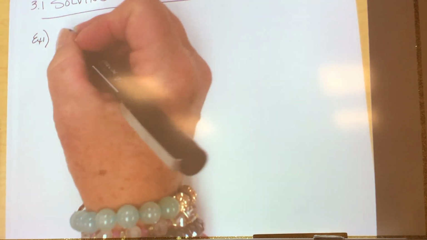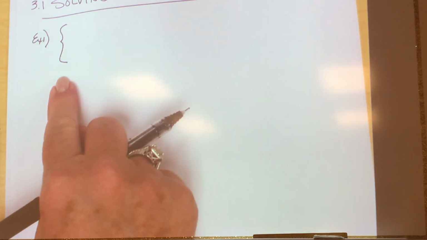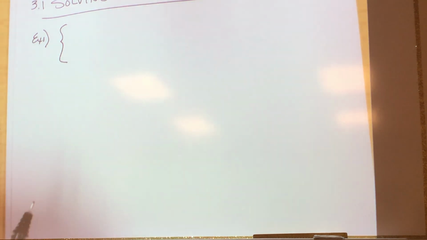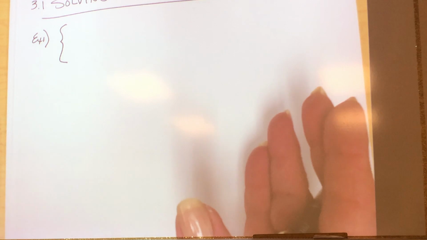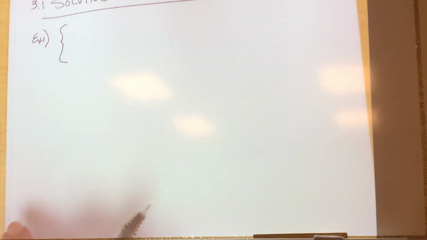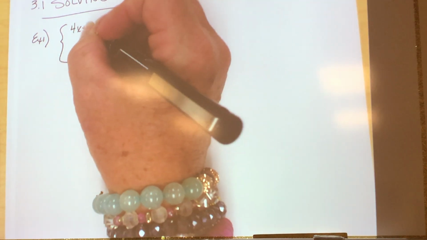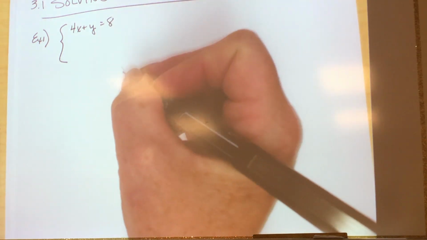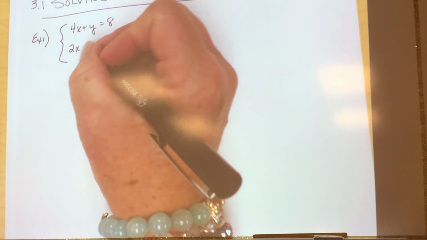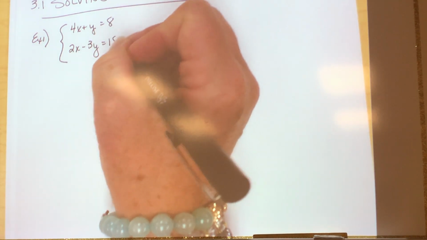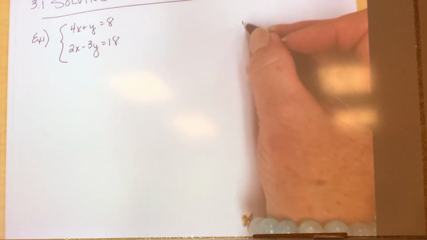Example 1. Your system, this is the way I like to write a system because it tells me that they go together. I don't put a brace on the other side, I just put it on one side. Okay? Some books just write them and tell you that they're systems. Back in the olden days, they always wrote them like this, so this is the way I tend to write them. So my first equation is 4x plus y is equal to 8. My second equation, 2x minus 3y is equal to 18. So we're going to solve it by graphing.